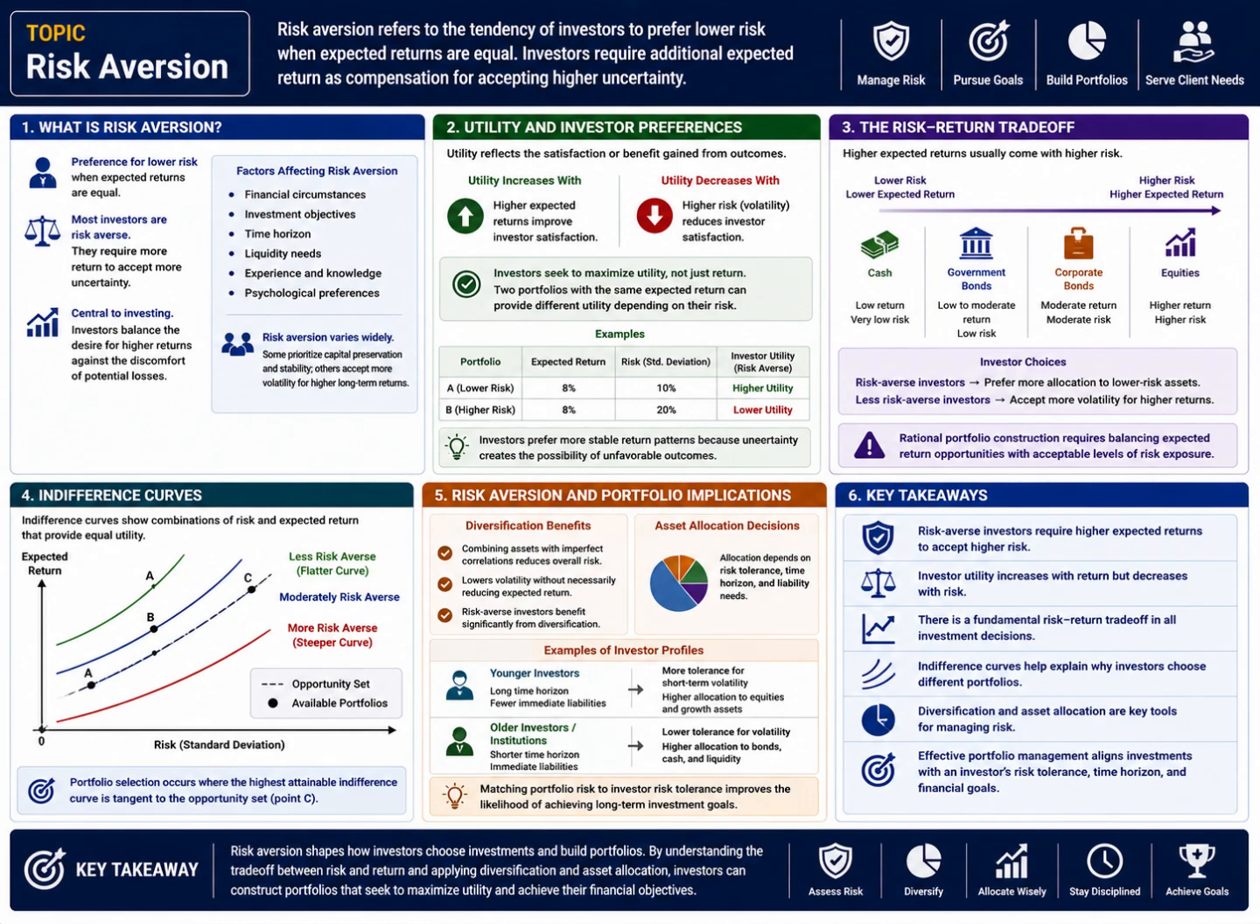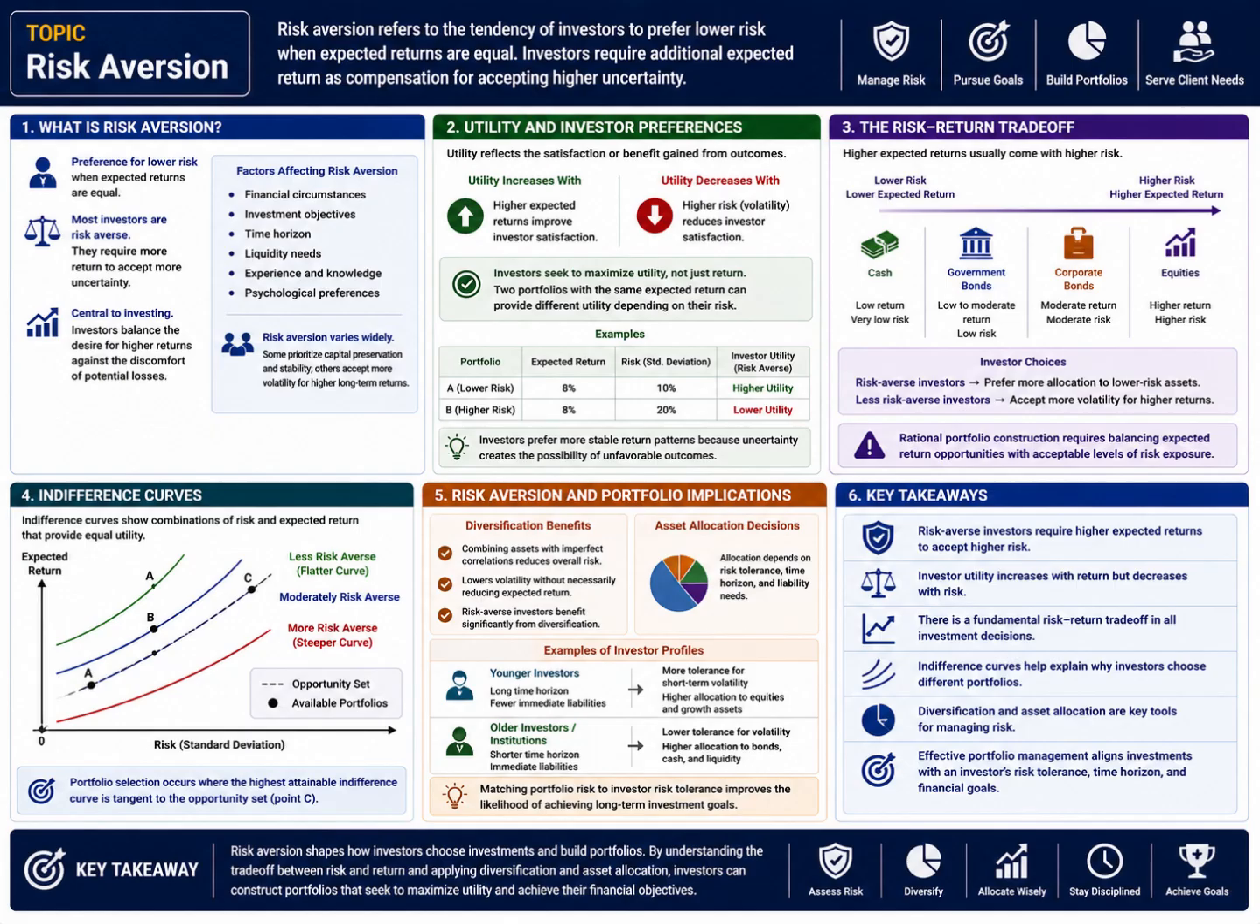Risk aversion examines how investor preferences toward risk influence portfolio selection and investment decisions within the program. Risk aversion refers to the tendency of investors to prefer lower risk when expected returns are equal. Most investors are considered risk-averse because they require additional expected return as compensation for accepting higher uncertainty. The relationship between risk and return is therefore central to investment management and portfolio construction.